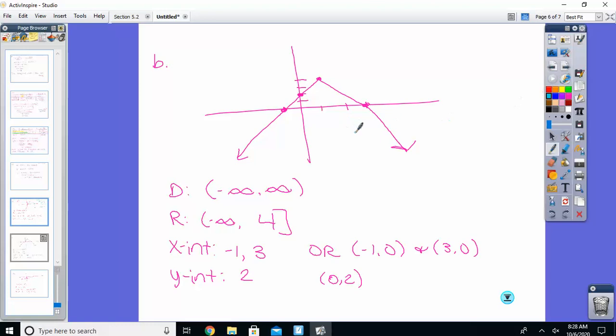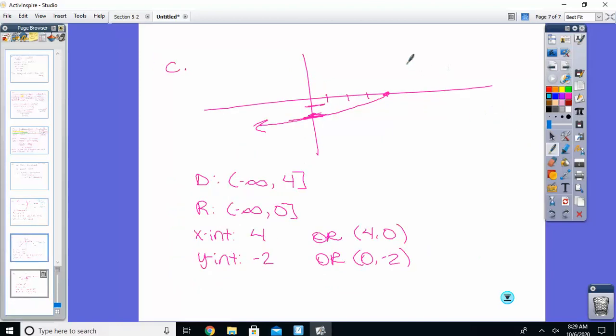So for B, f of 4. So when x is 4, we are right here on my graph. So when my x is 4, I'm here. What's my y value? -2. For 15c, f of 4. So when the x is 4, you're here. What's your y value? 0. So that one is really just checking if you know your function notation.